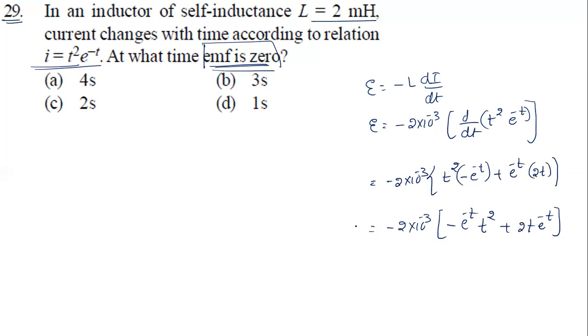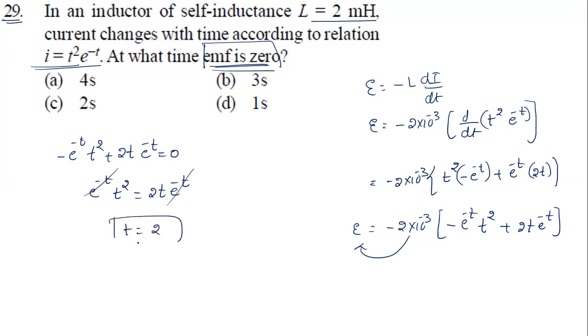So EMF must be 0, right? If I take EMF as 0, this part will come down here. That's also 0. It will take minus e power minus t into t square plus 2t into e power minus t. That will become 0. And I'm going to simplify: e power minus t into t square equals 2 times t into e power minus t. E power minus t, e power minus t is cancelled. So it is going to be what now? T equals 2. So what's the right answer? C is the right answer. T cancels one time, so t becomes 2 seconds.